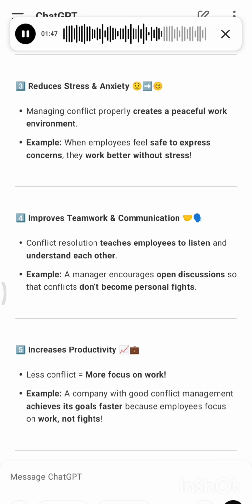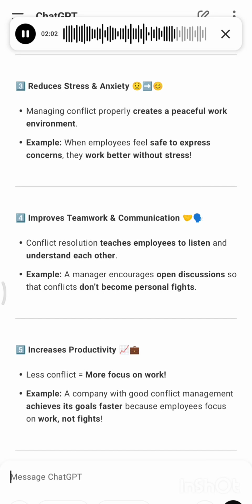4. Improves teamwork and communication. Conflict resolution teaches employees to listen and understand each other. Example, a manager encourages open discussions so that conflicts don't become personal fights.